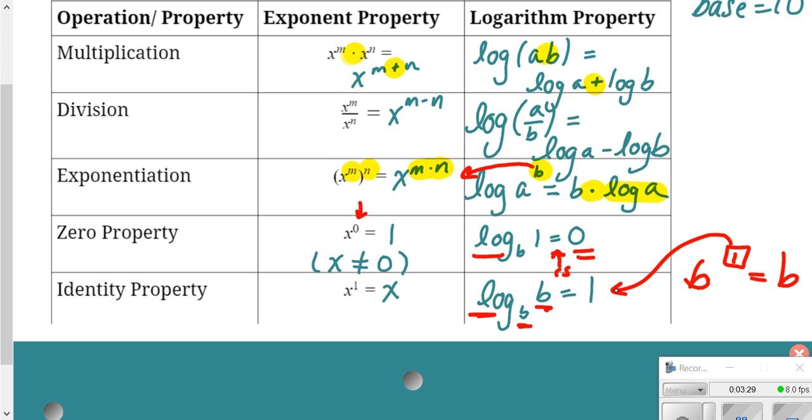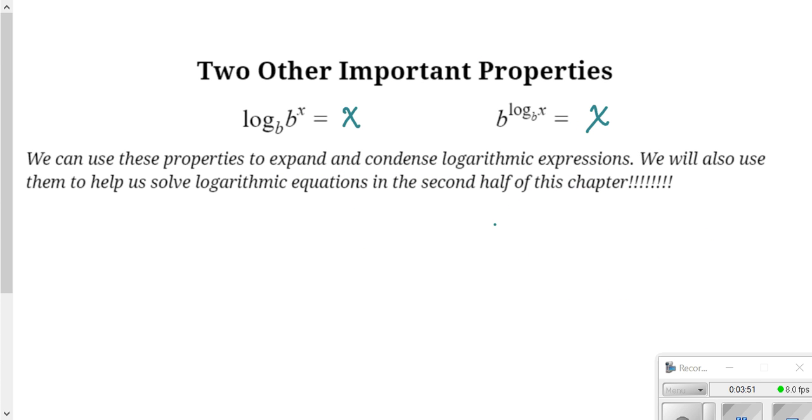Those properties hopefully seem logical or at least familiar. With the properties back here, if you get confused, you can always write out examples. If you're not sure of this property, write that out and say, well, that's x squared 3 times, things like this. Two other important properties: exponentiation and a log are opposites, they are inverses.